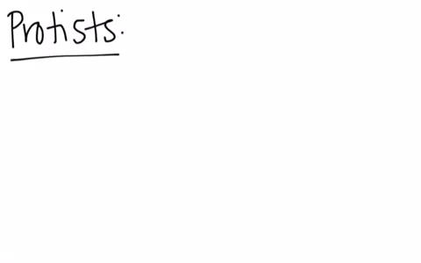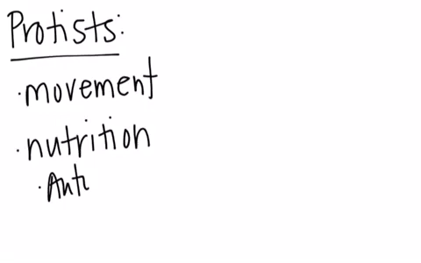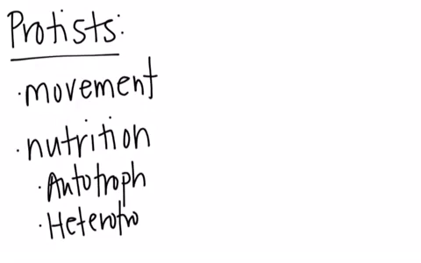Two main things. We're going to determine how our protist moves. So we're going to look at the movement of protists, and we are going to also look at how the protist gains energy. How does it get its nutrition? Is it an autotroph, meaning it creates its own food through the process of photosynthesis, or is it a heterotroph, meaning that it consumes food like we do as humans?